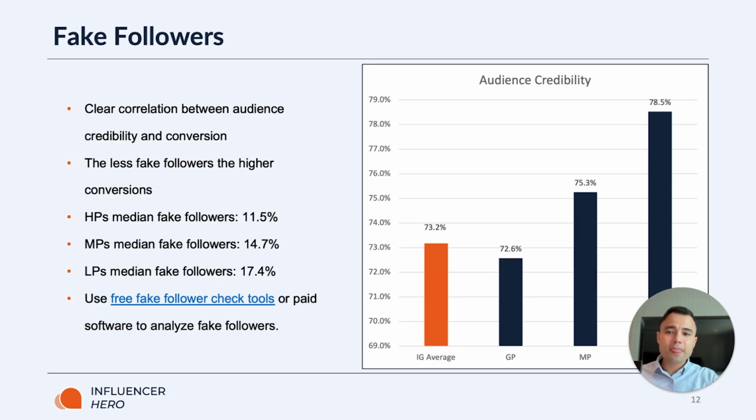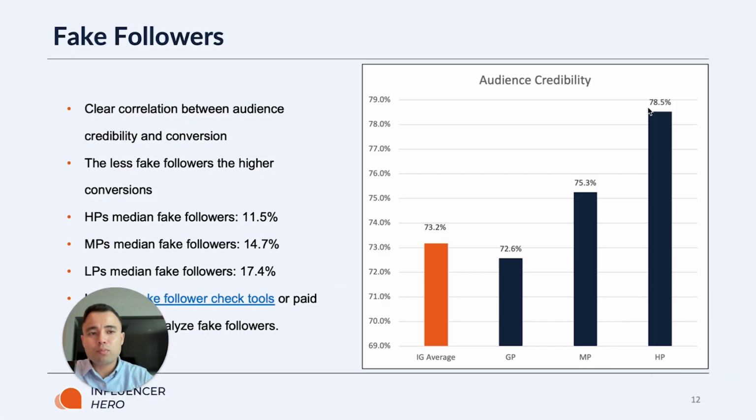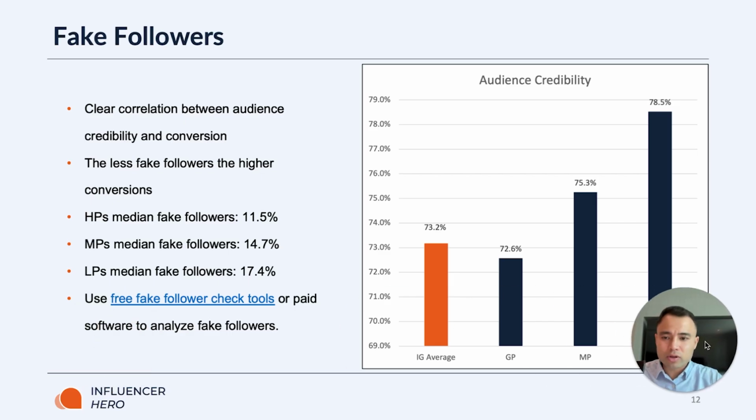Fake followers, I think this is also quite obvious, right? Audience credibility: the more fake followers, the lower the performance. And we can also see that here, 78.5% audience credibility, right? So basically the percentage of fake followers is the lowest compared to the MPs and GPs. So also a strong correlation here. I don't think I need to explain this too much. It just makes sense, right?